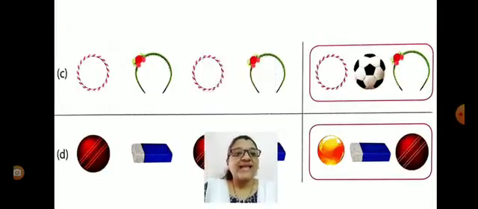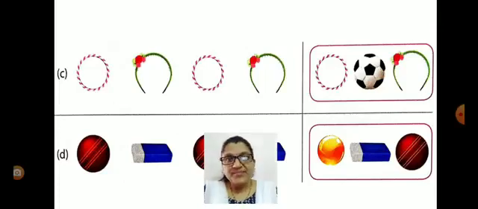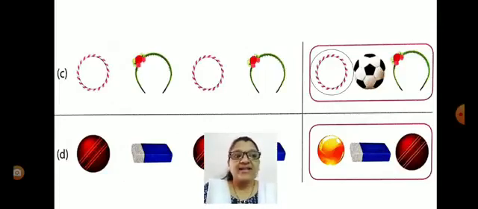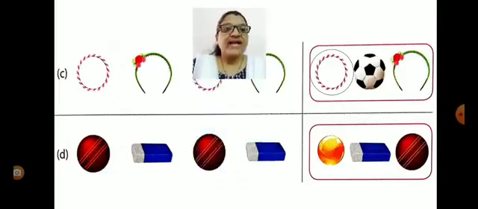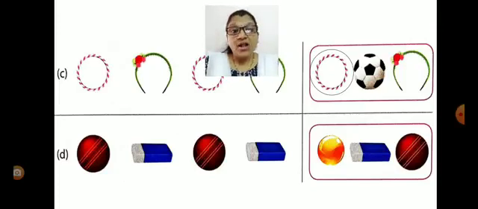Next example, see. Look here, we see a bangle, hairband, bangle, hairband. And what will come next? A bangle, a football or a hairband? Yes, correct children. As per the pattern, after hairband, a bangle will come. So we will circle bangle in the given box. Example D, a ball, an eraser, ball, and eraser. What will come next? Yes, a ball. Correct.